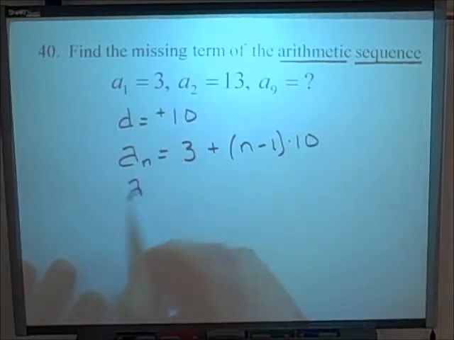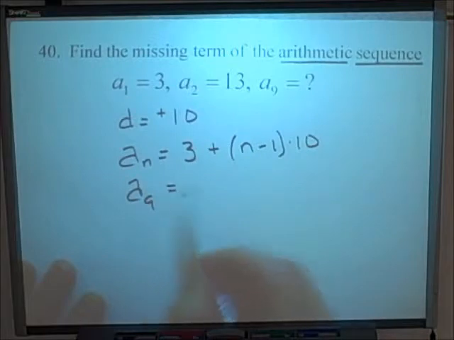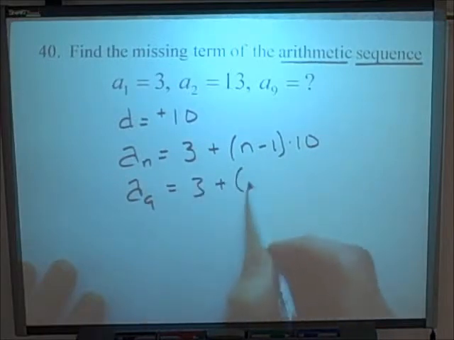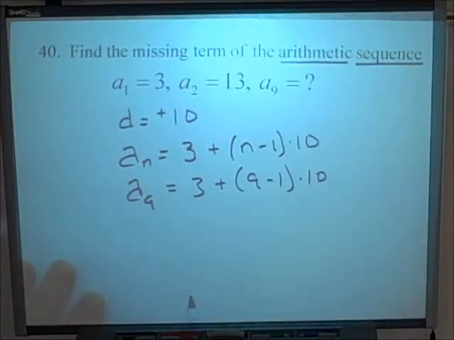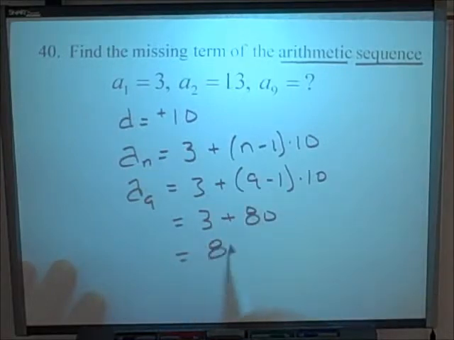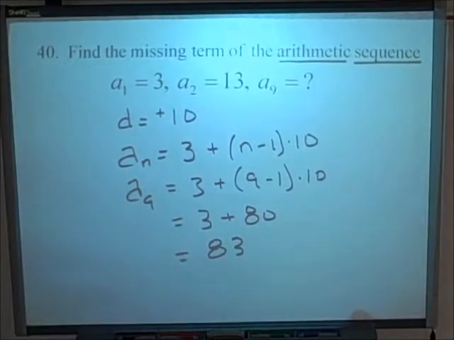So in this case, my ninth term that I'm looking for is 3 plus 9 minus 1 times 10. And we can hire out a fifth grader to finish that one for us. 3 plus 8 times 10 is 3 plus 80, 83. If it was only all that easy.